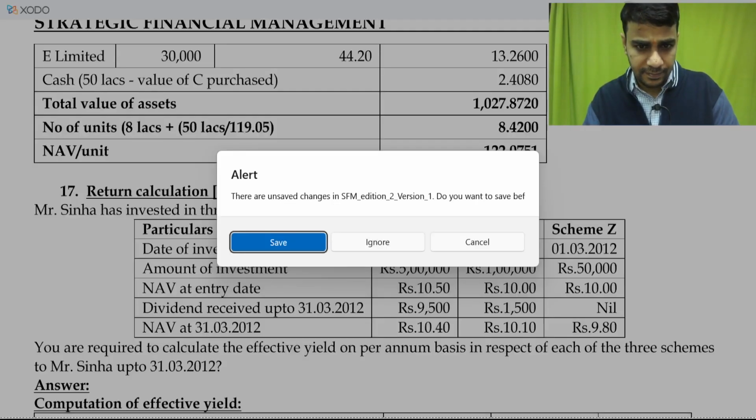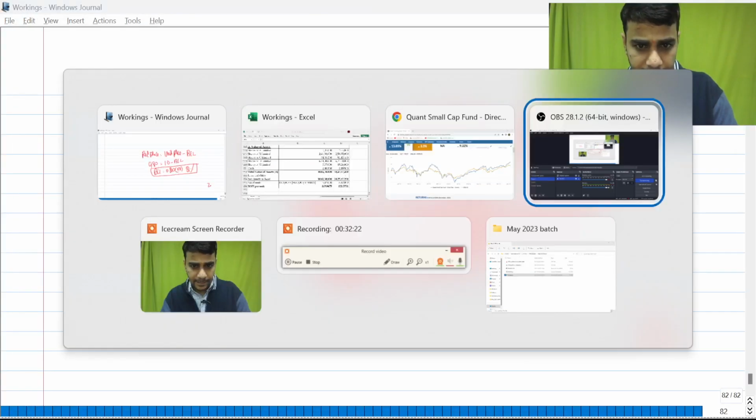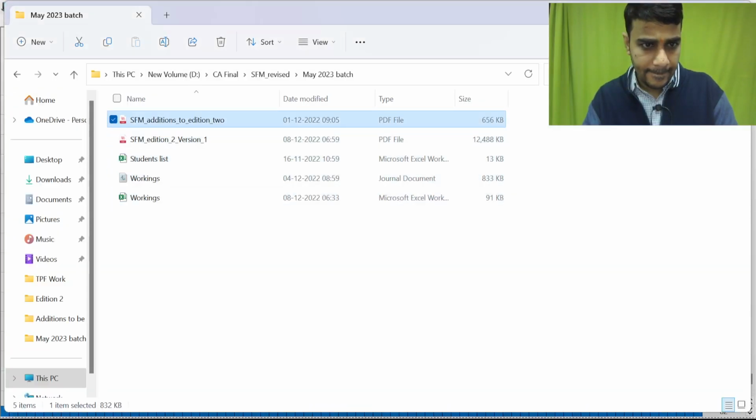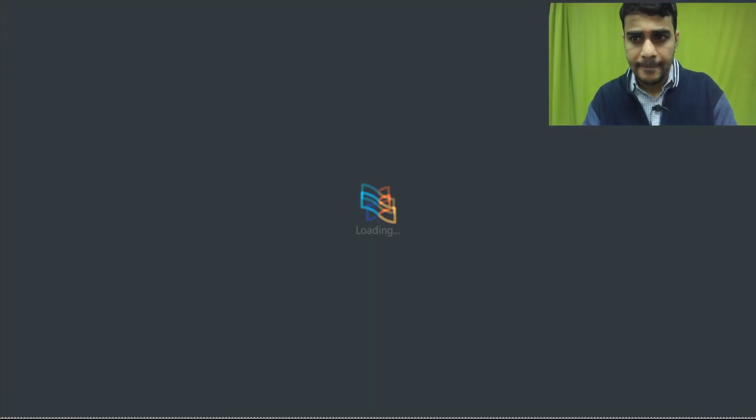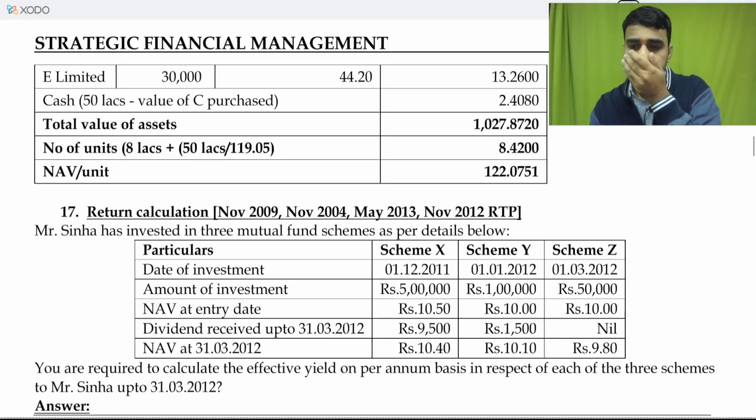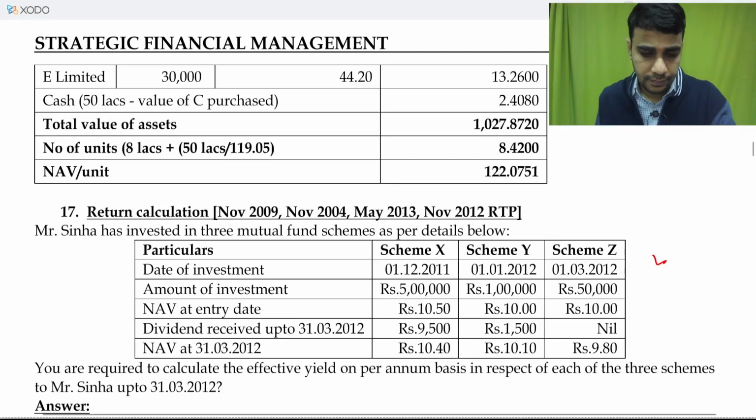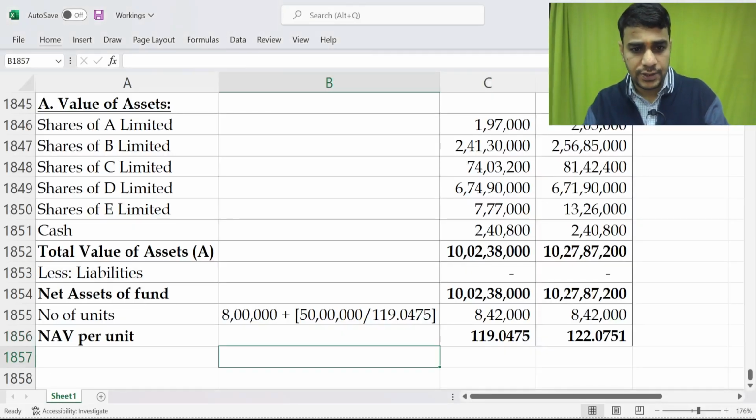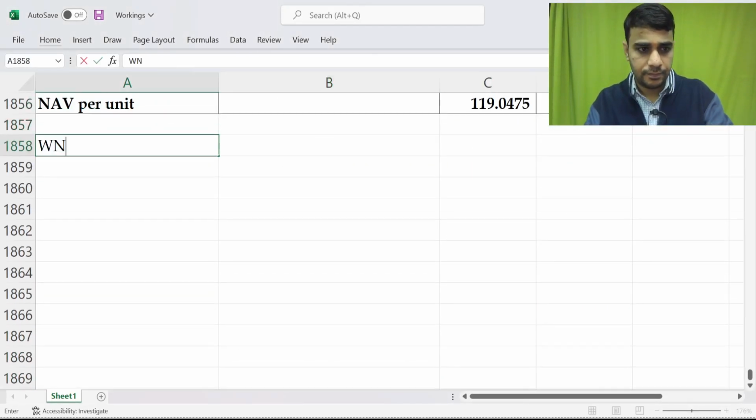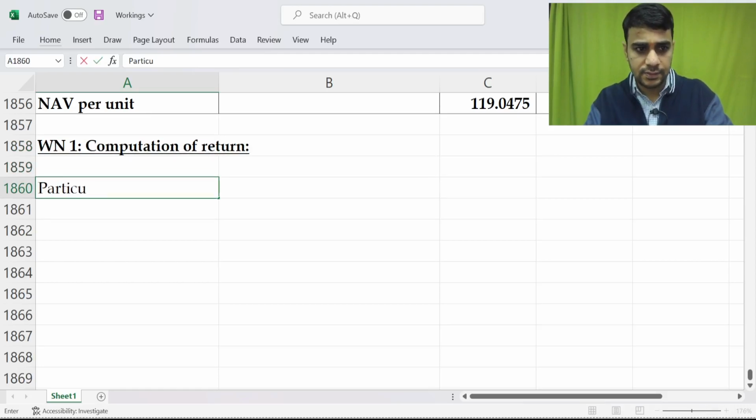Just give me a minute. Computation of return. Particulars and three investors.